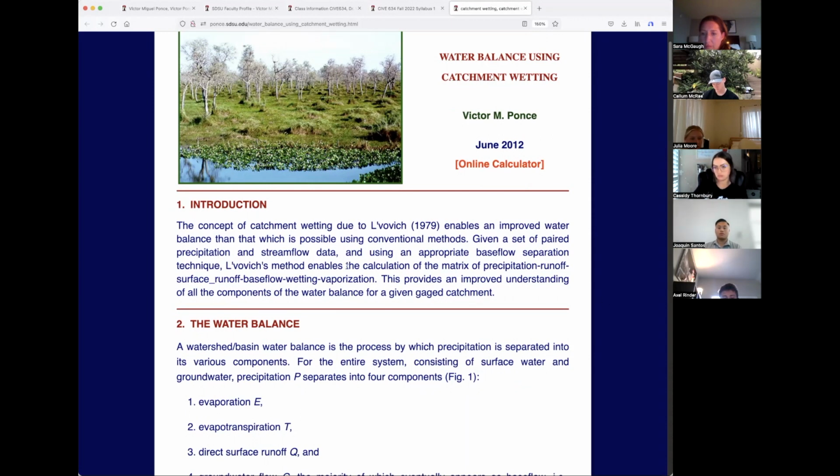Given a set of paired precipitation and stream flow, we need to use an appropriate base flow separation technique. For those of you that are not familiar with this base flow separation, I urge you to go to my chapter 2, base flow, of my book. Leibovitz method enables the calculation of the matrix of precipitation, runoff, wetting, vaporization, etc. This provides an improved understanding of all the components for a given catchment.